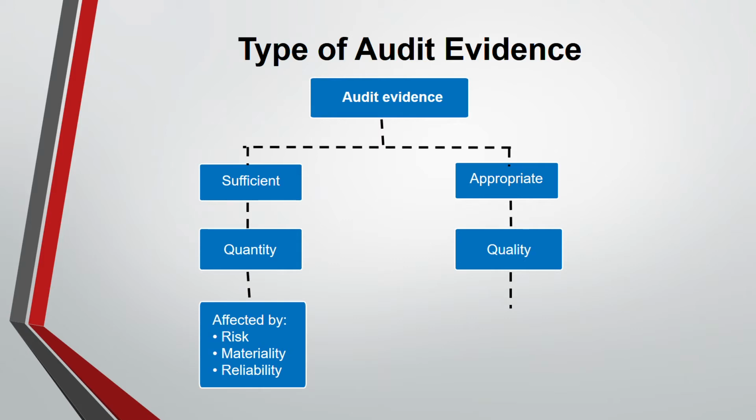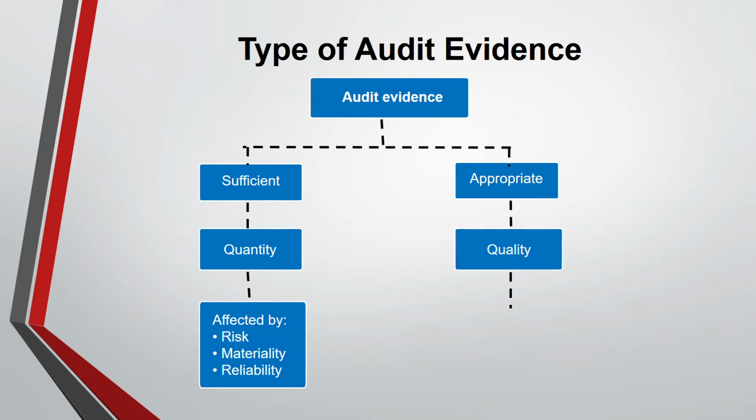Then, sufficiency of audit evidence is affected by risk, materiality, and reliability. What does it mean? That means if in your audit area there are some areas which are very risky, for that you have to increase your quantity. You need more audit evidence in that field. You have to increase your number of evidence. Materiality: if the item is very material, you need more quantity. Reliable: you have to collect evidence up to an amount where you feel that it becomes reliable.